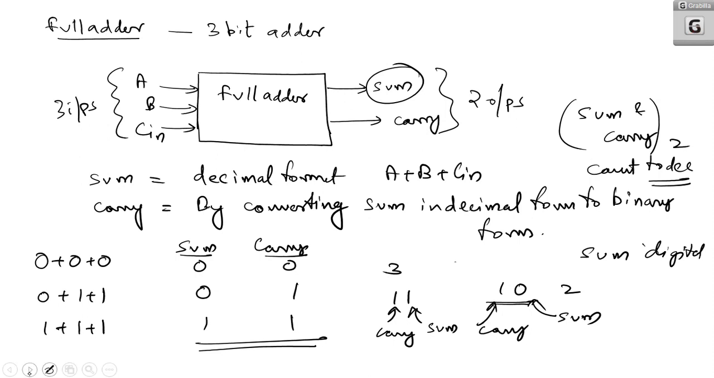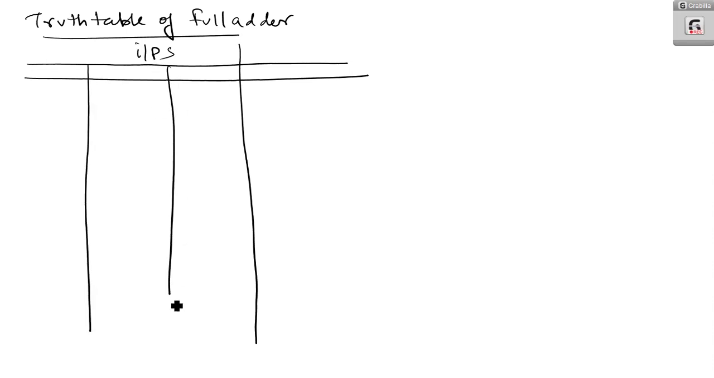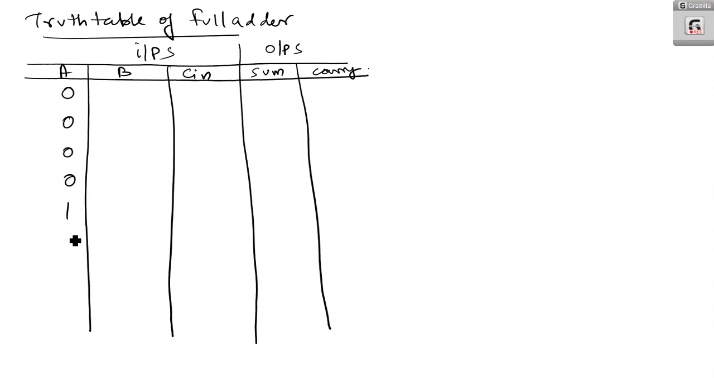Now coming into truth table of full adder. We are having 3 inputs, A, B and C. And there are only 2 outputs. Which are the outputs? Sum and carry. Okay. So you have different combinations. 0, 0, 0, 0, 1, 1, 1, 1 for A, 0, 0, 1, 1, 0, 0, 1, 1 for B, and 0, 1, 0, 1, 0, 1, 0, 1 for C.